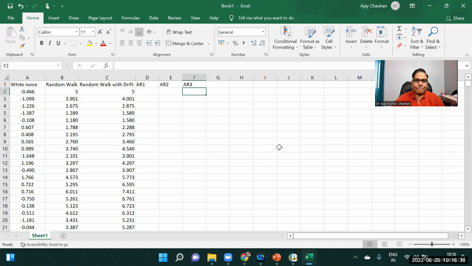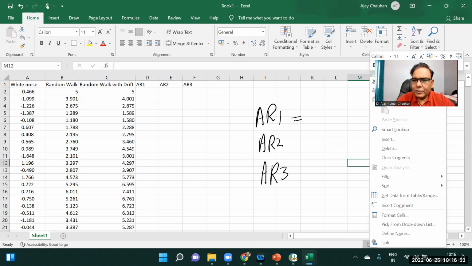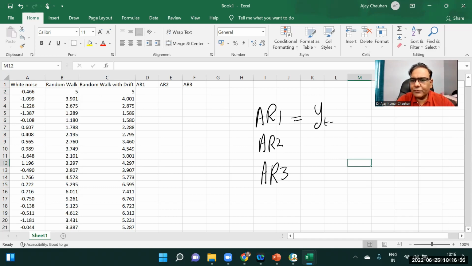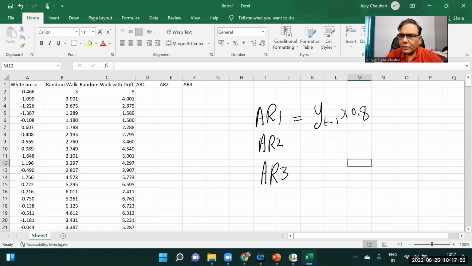So I'm writing the equation, AR1, AR2 and AR3. AR1 is equal to yt minus 1 multiplied by 0.8, because we are not considering the unit root, we are considering the beta equal to 0.8, plus et. So this is the AR1 series. Similarly, yt minus 1 multiplied by 0.4 plus yt minus 2 multiplied by 0.3 plus et.